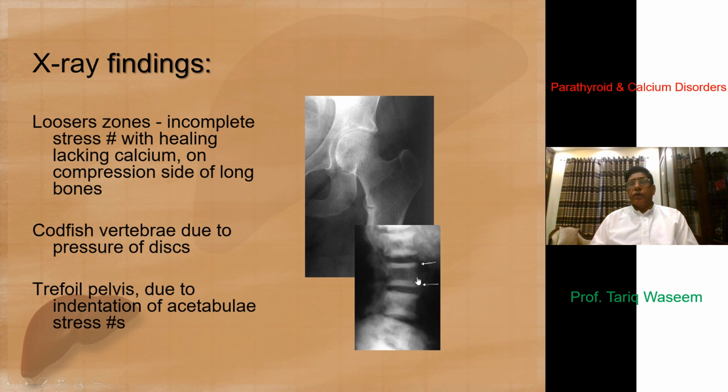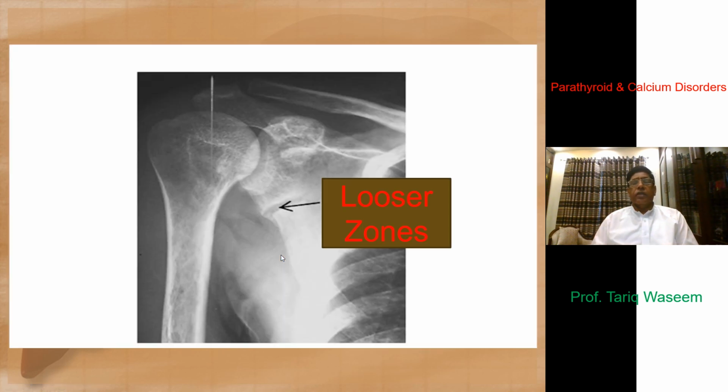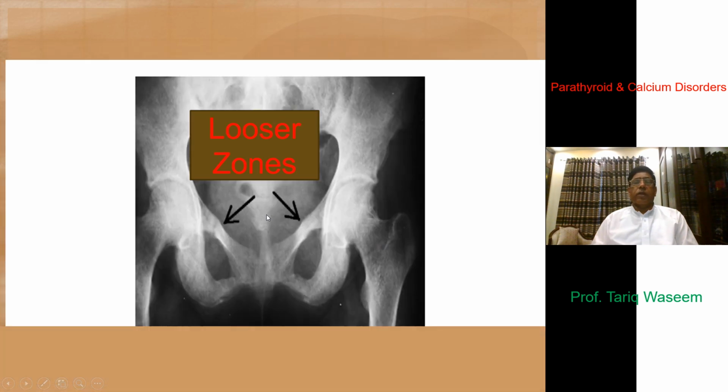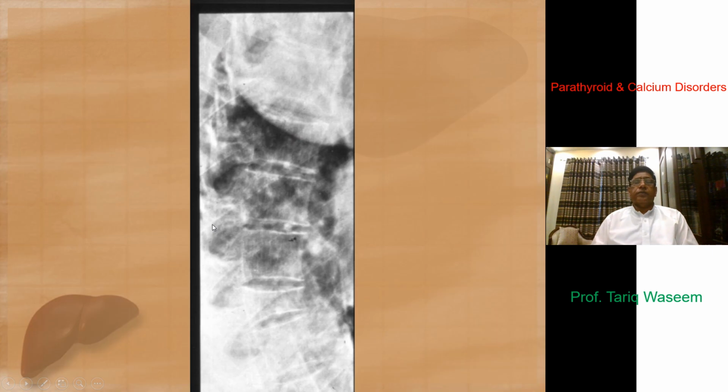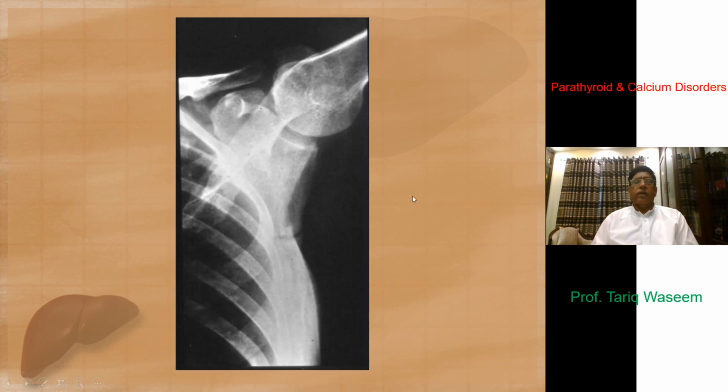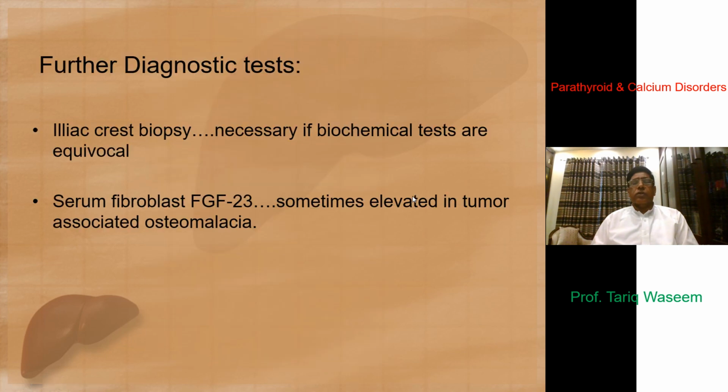And this is the codfish vertebra, the appearance given to that, and then this tilting of the pelvis, indentation, and vestibular stress fractures are likely. These are various examples of Looser zones in the lateral border of the scapula, at the subscapular artery, and at the upper rami of the pelvis. Again, in one of the compressed vertebrae as a result of being softened. Again, other Looser zones, various Looser zones.